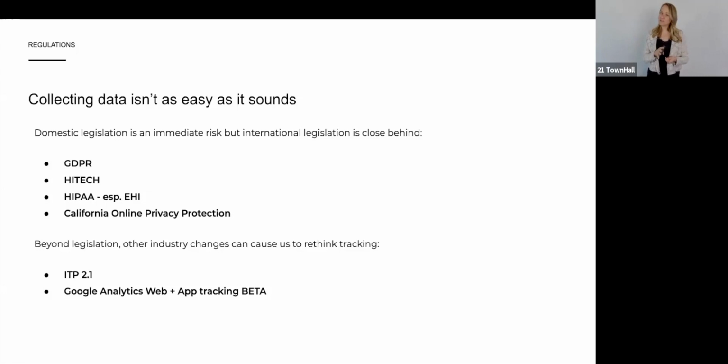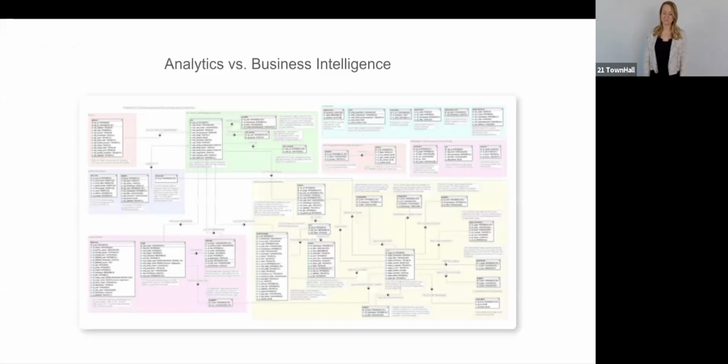But beyond legislation, there's also a lot of other trends and changes in the industry that's going to change how things are tracked, like ITP 2.1 and the new Google Analytics web and app tracking beta are both going to change the way analytics works. So one thing to always keep in mind is that with analytics, what you set up today, you'll have to keep tweaking in 6 months and 6 months after that and a year down the road. It's never a set it and forget it situation. So staying on top of these potential legislation issues is definitely a concern for businesses if you're collecting information.